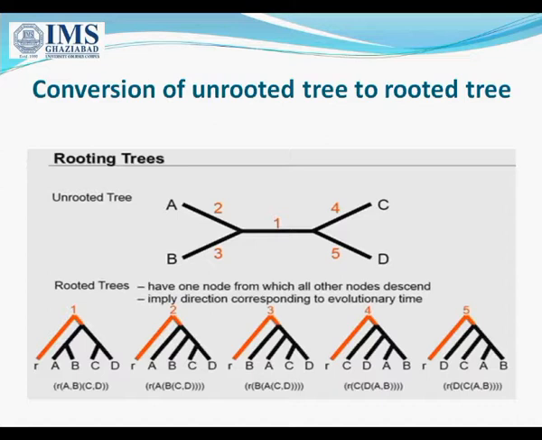Now we see here how to convert an unrooted tree into a rooted tree. As we see here, this is an unrooted tree. You can see that there is no root, and we cannot find from this tree which one is the root taxa. So if we pull it from 2 or 1 or 3 or 4 or 5, from any point, we can make it a rooted tree in these different combinations.